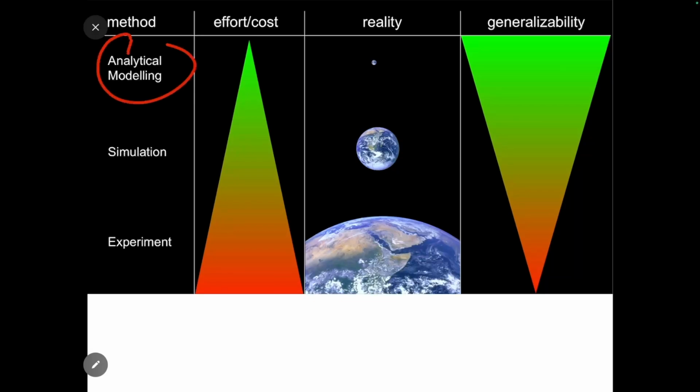Analytical modeling is relatively easy to do, but it's far away from reality. However, it can be generalized like crazy. If you have an analytical model saying this kind of sorting algorithm has, whatever, average case n log n complexity, then no matter how you implement the sorting algorithm in a programming language, the complexity is not going to change. That's going to stay the same, unless you implement it in the wrong way.